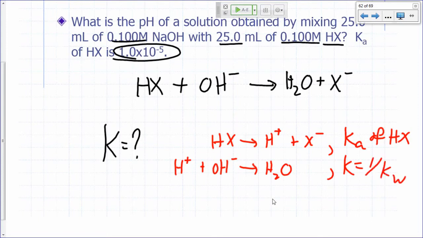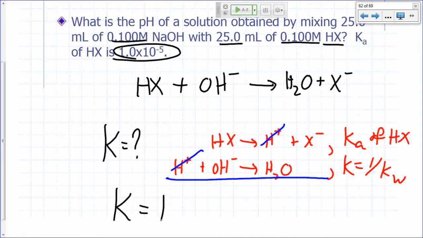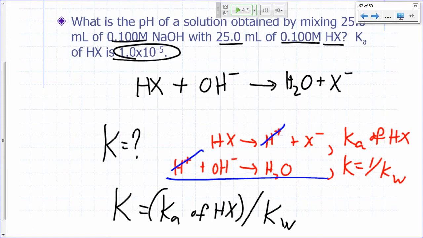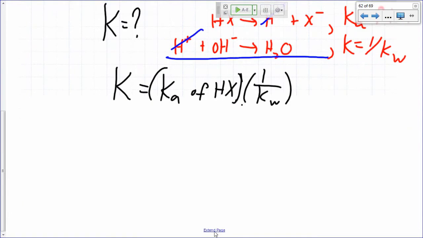1 over Kw, right? So if you combine these two, what do you get? H plus cancels out, and you get the reaction you want. So what's the KEQ for this reaction then? K would be equal to Ka of HX divided by Kw, or Ka times 1 over Kw.